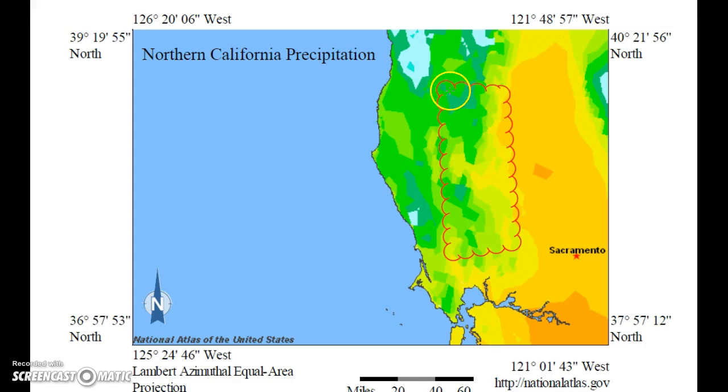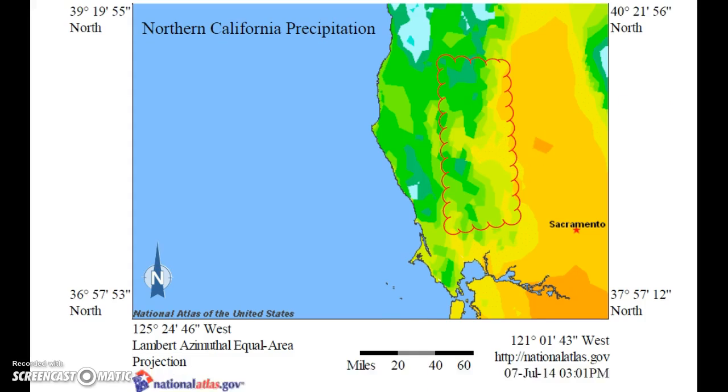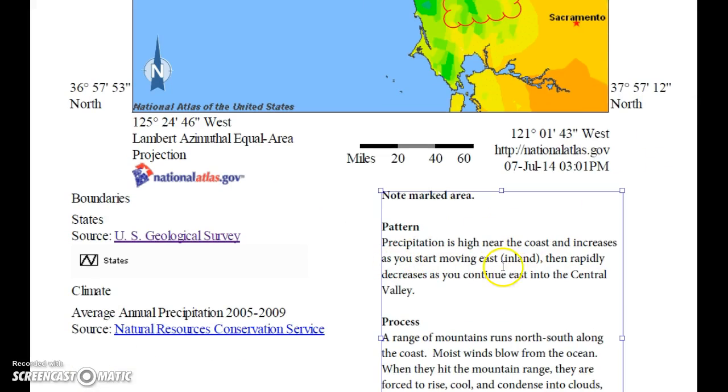Okay, so this area, what pattern do we see? Well, what we see is that the precipitation changes as you move from west to east. As you travel from west to east, conditions get drier. So that's the description, and that's the first thing that you want to write down. Then you want to explain the reasons behind the pattern. You want to explain why. That is what we call the process.